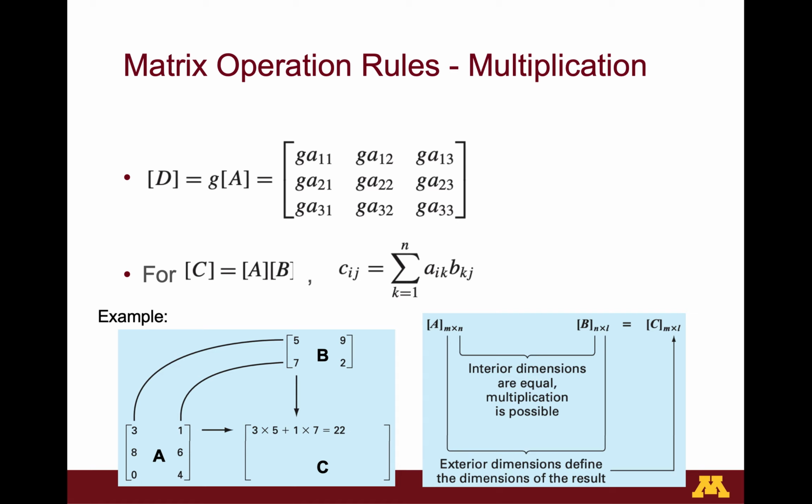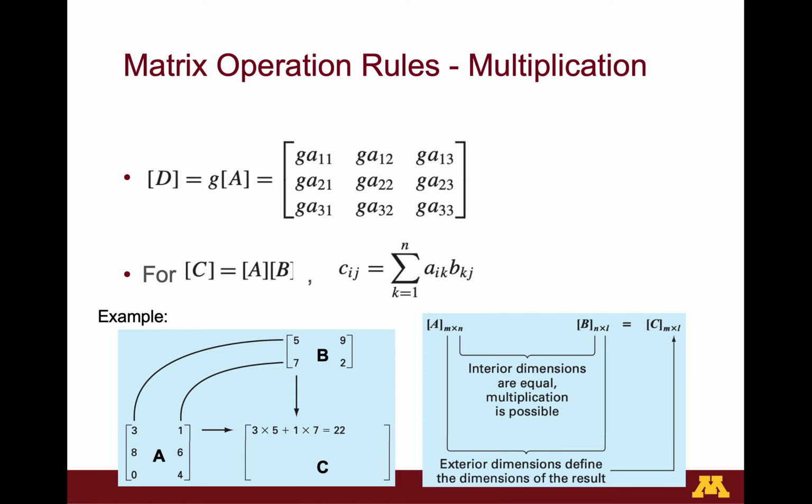For matrix multiplication, a scalar G times a matrix A equals a new matrix D, where each element of D, which is Dij, equals G times Aij. And for matrix A times matrix B, the calculation is more complicated. Each element Cij equals the summation of a series of multiplications, and each item of this summation is Aik times Bkj. An example of this calculation is shown here.